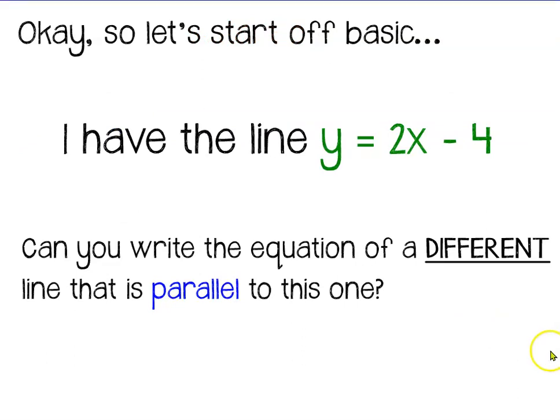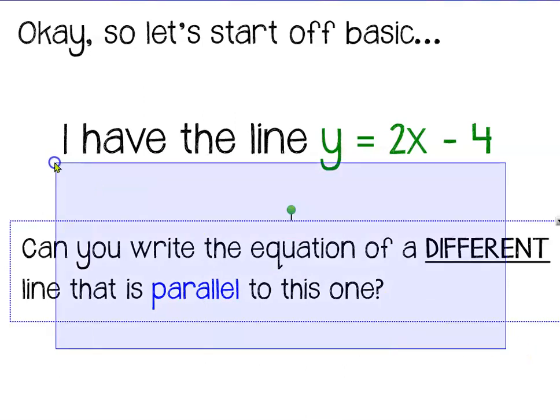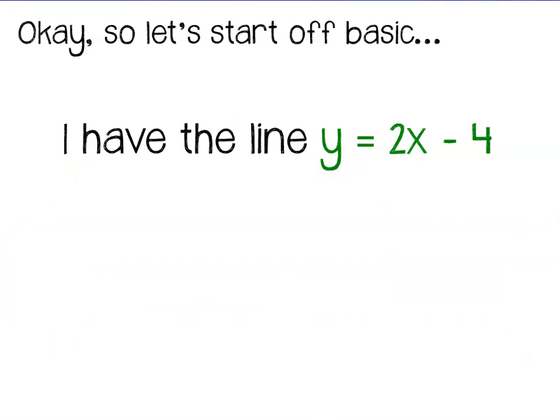So what if I asked you this? Do you think you could come up with your own slope-intercept form equation that is parallel to y equals 2x minus 4? Give it a try. Now, did you come up with something simple? Right? Same slope, different y-intercept. So the constant has to be different.